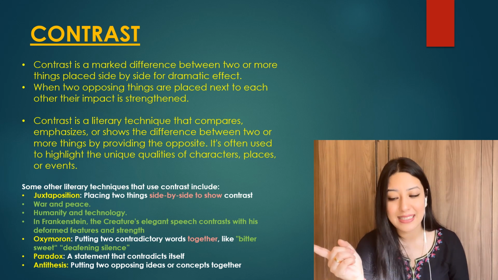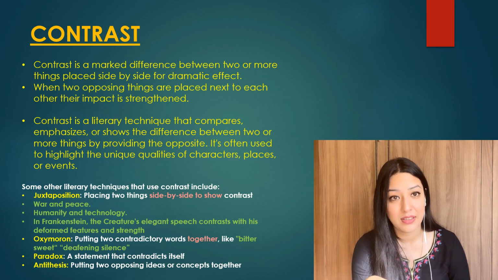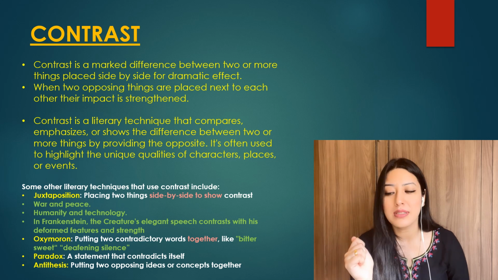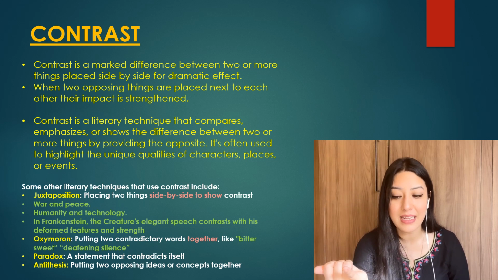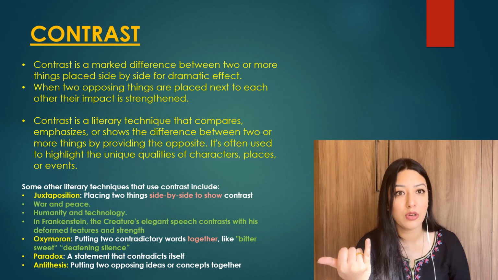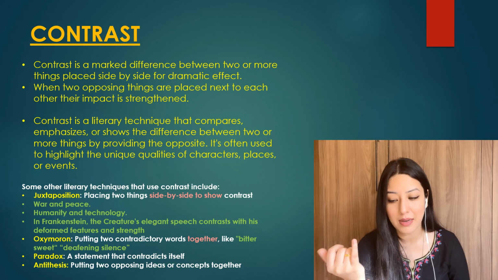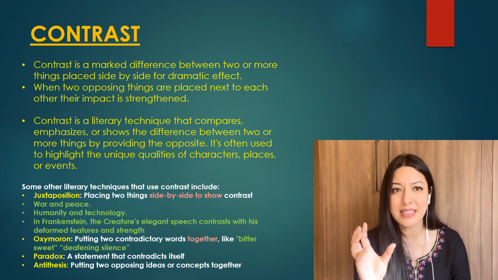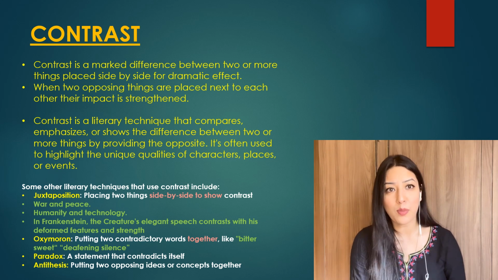Now let's talk about antithesis. Putting two opposing ideas or concepts together. Now see, juxtaposition is what? Placing two things side by side, which is a contrast. Placing two contrasting ideas side by side for impact. Antithesis is putting two opposing ideas or concepts together. So somewhere this is similar, right? You'll think that juxtaposition and antithesis sound similar. So what is the difference?